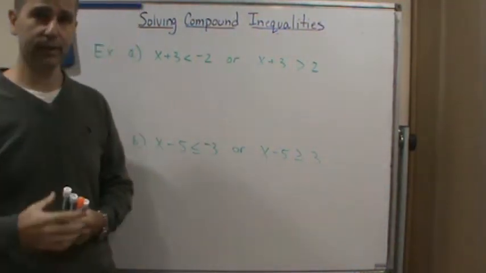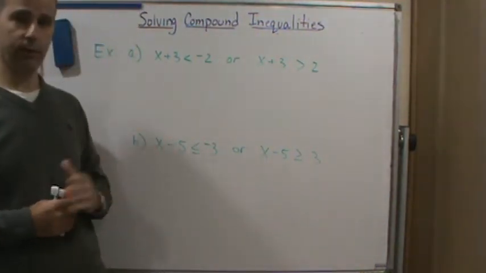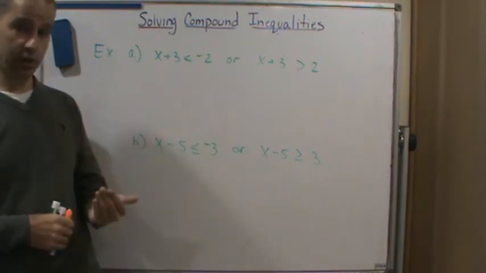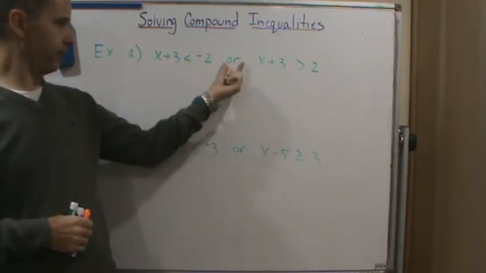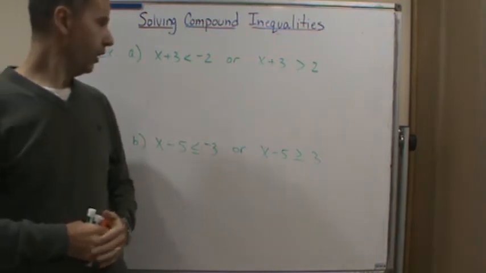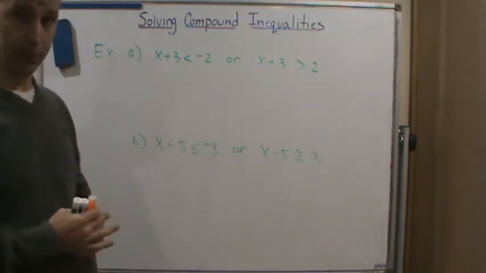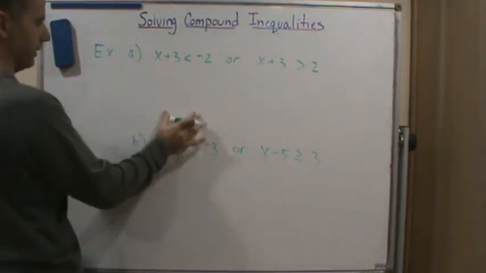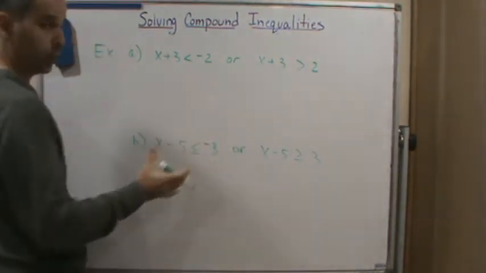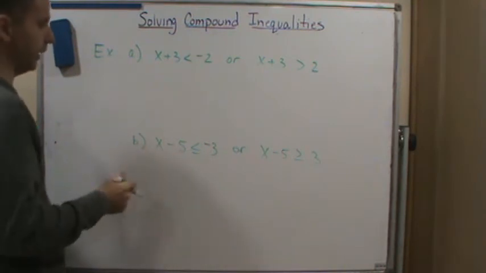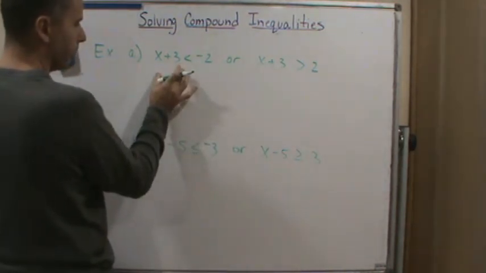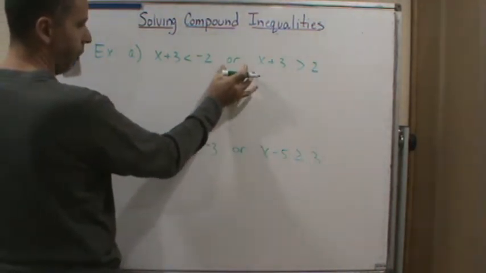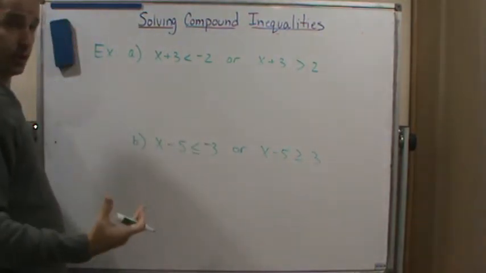Okay, so welcome back. Now we're going to do some examples of solving disjunctions, inequalities that involve "or". In this case, we're going to have to solve these separately. I'm going to solve each one separately and then put them together, take the union, and we're done. Again, "or" is synonymous with union.